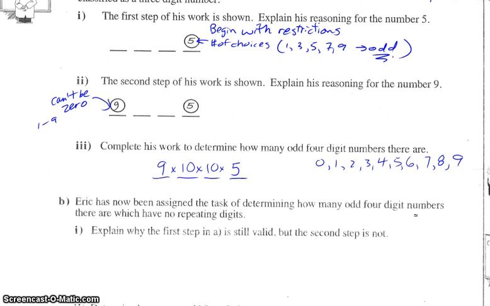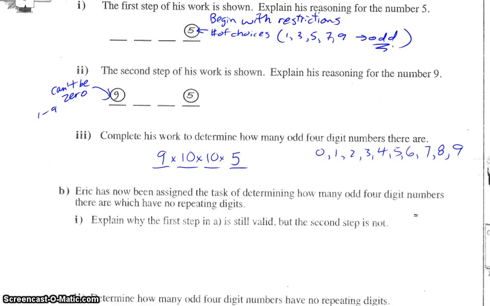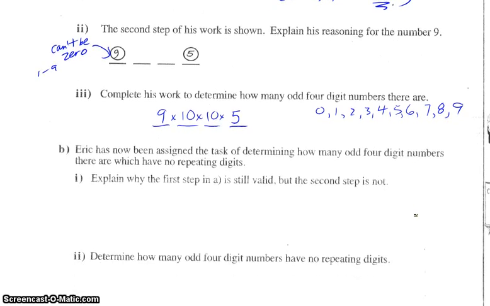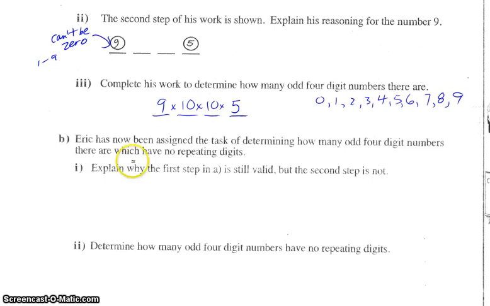Okay, now here's part B. He's now been assigned the task of determining how many odd 4-digit numbers there are which have no repeating digits. So that means if we use a digit in one position, we can't use it again in another position. So it says, explain why the first step in A is still valid, but the second step is not. And the reason why is when we're looking at the second step, we can't be 0, of course, because it's the first digit, but we also can't use the number that we used in the last position.